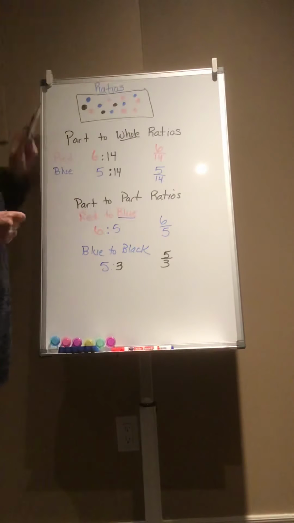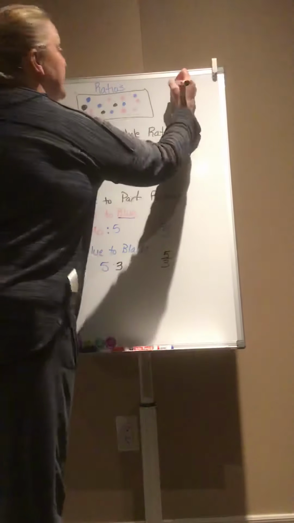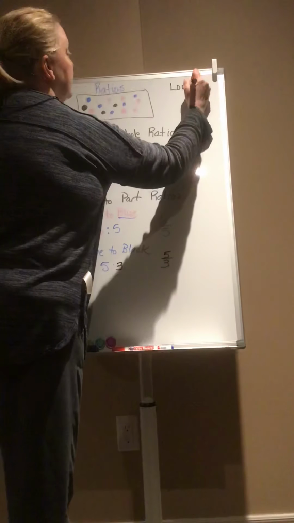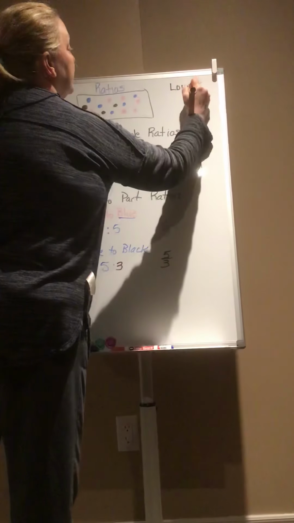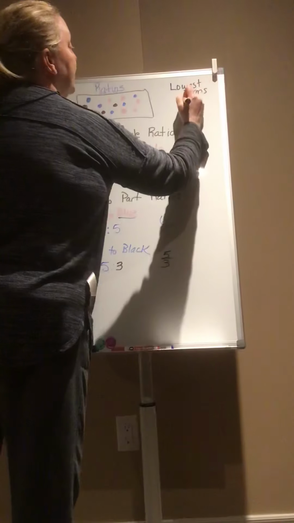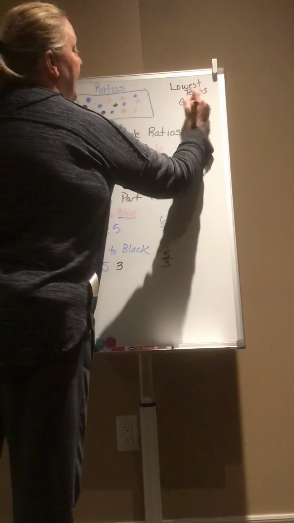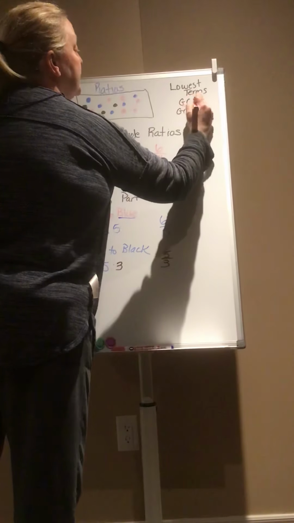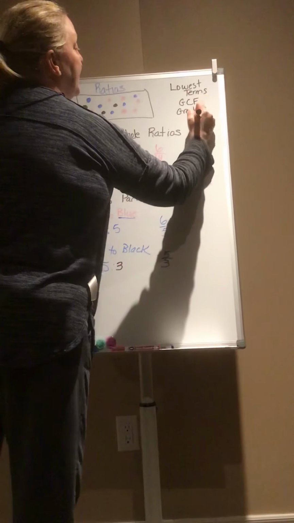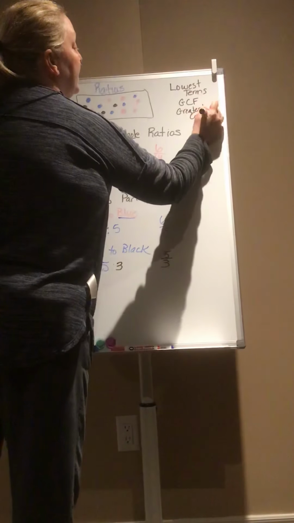The next part about ratios is I can now look to see if I can put these ratios into lowest terms. So remember when we're trying to find lowest terms, and I'll put that up here, we're looking for that GCF, or greatest common factor.